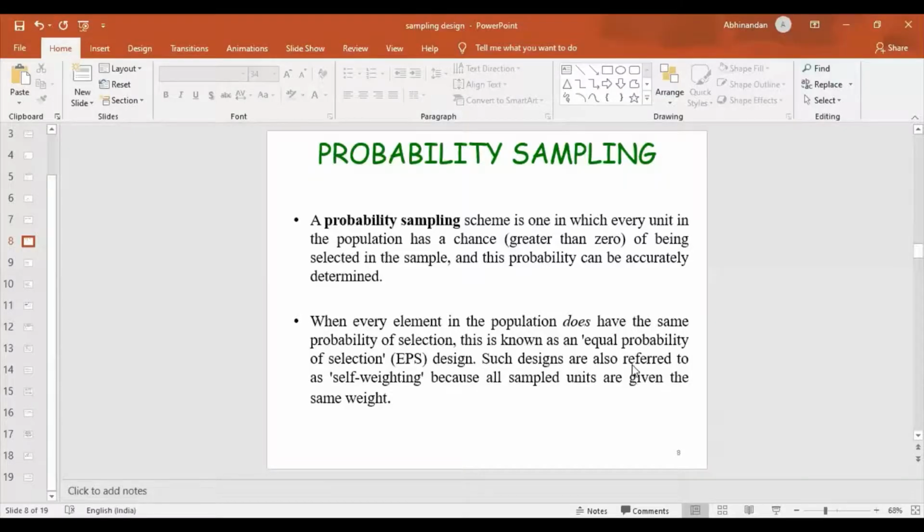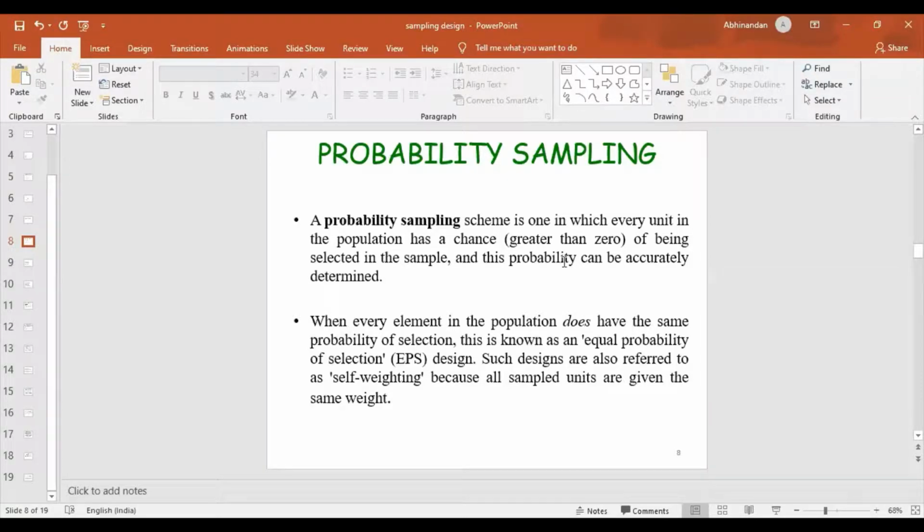Two types. One is probability sampling techniques. The other one is non-probability sampling techniques. A probability sampling scheme or technique is one in which every unit in the population has a chance of being selected in the sample, and this probability can be accurately determined. And non-probability sampling technique means there is not an equal chance, or sometimes some units don't get any chance, zero chance. But here there is more than zero probability of getting a chance in the selection of sample units.